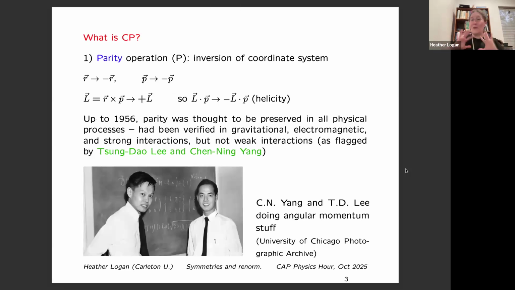Okay, so what is CP? CP is a combination of two symmetries. The C stands for charge conjugation. That's on the next couple of slides. The P stands for parity. So let me talk about parity first.